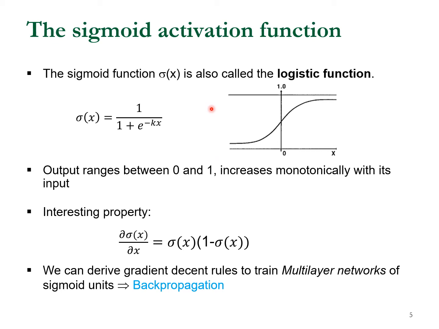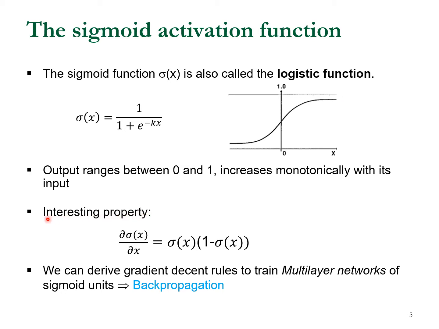Again, this is the shape of a sigmoid function. As you can see here, it ranges between 0 and 1. If the x value goes to minus infinity, its output is very close to 0. And if x goes to positive infinity, the output is close to 1. So what are the properties of the sigmoid function?